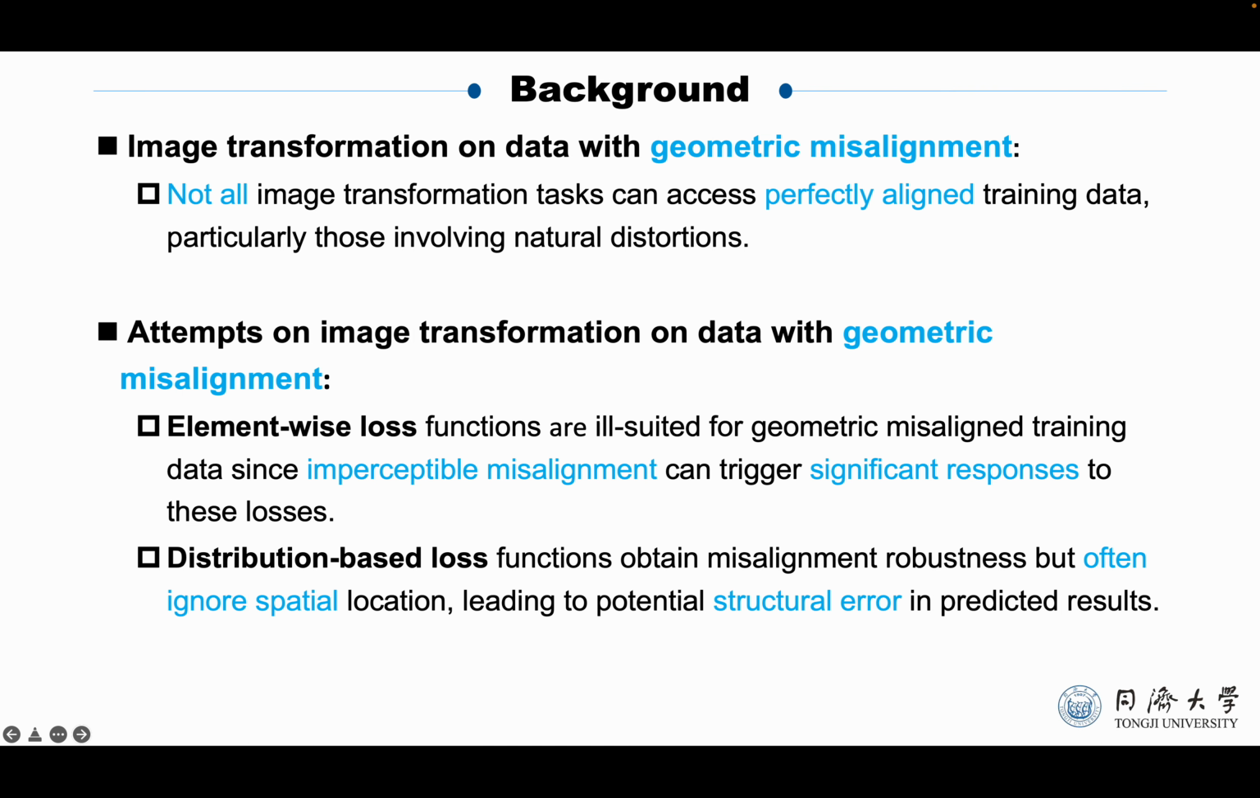However, in real-world scenarios, not all image transformation tasks can access perfectly aligned training data, particularly those involving natural distortions, such as single-image super-resolution and image enhancement. To address this problem, previous research works propose distribution-based loss functions, such as contextual loss and projected distribution loss. These loss functions show promise in mitigating the influence of misaligned data, achieving better perceptual quality in misalignment scenarios. However, these distribution-based loss functions often ignore spatial location, leading to potential structural errors in predicted results.